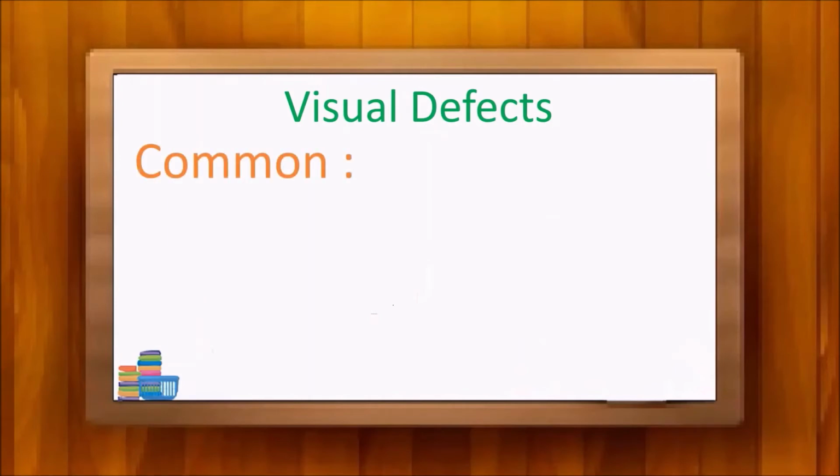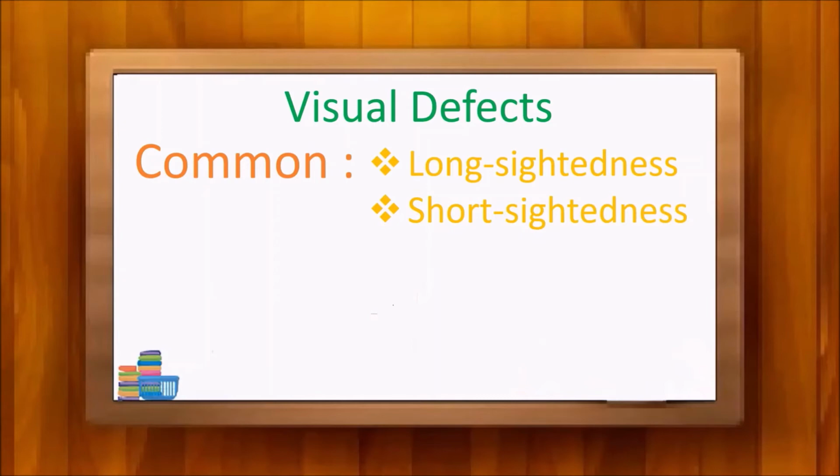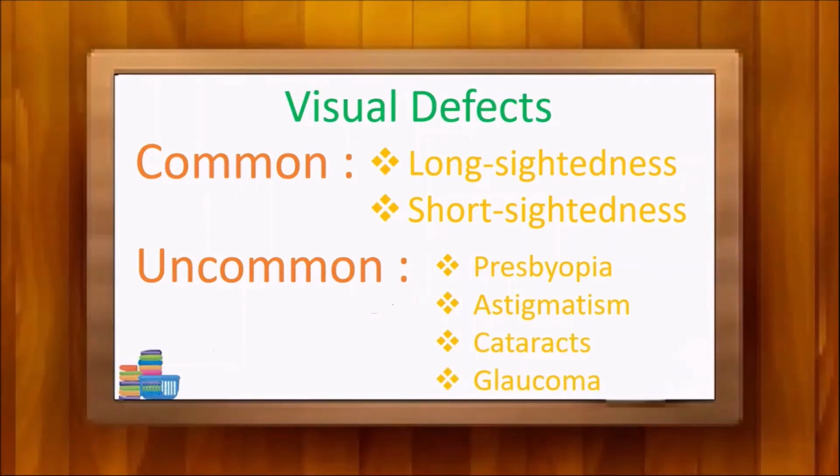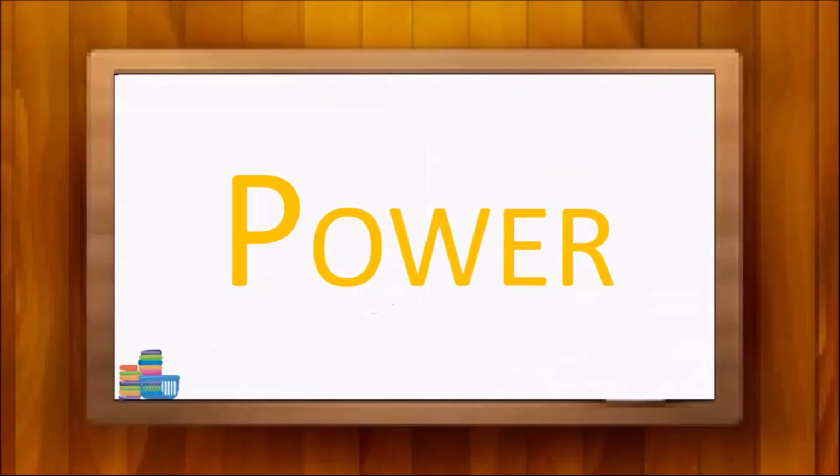If an eye is unable to move its muscles properly, some visual defects can take place. The most common visual defects are longsightedness and shortsightedness. But some people experience other visual defects called presbyopia, astigmatism, cataracts and glaucoma. Before discussing these defects, I'd like to give you a good knowledge about the power of a lens.